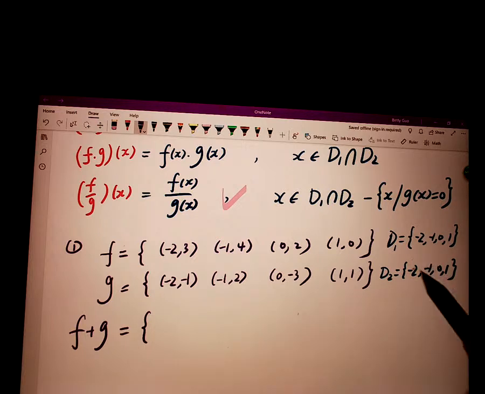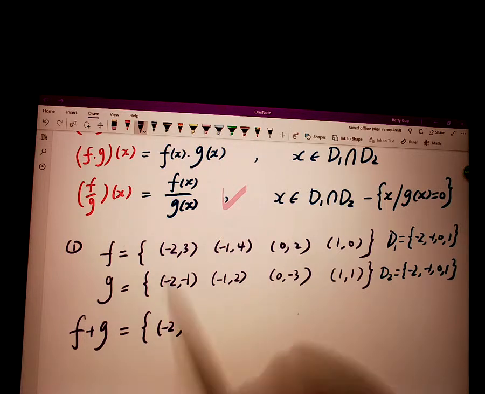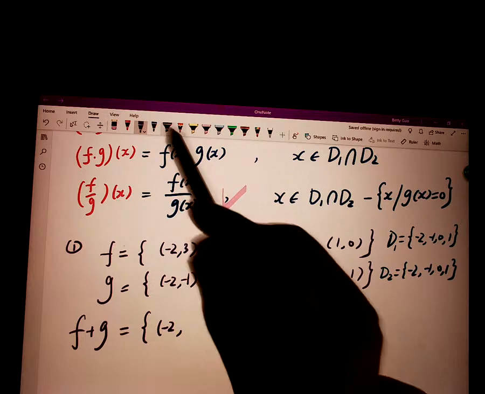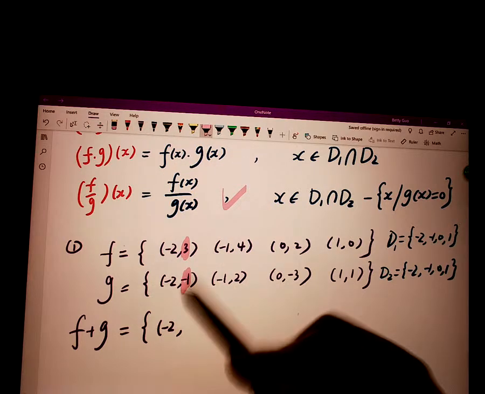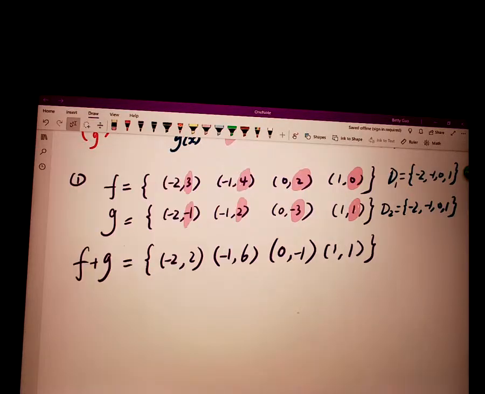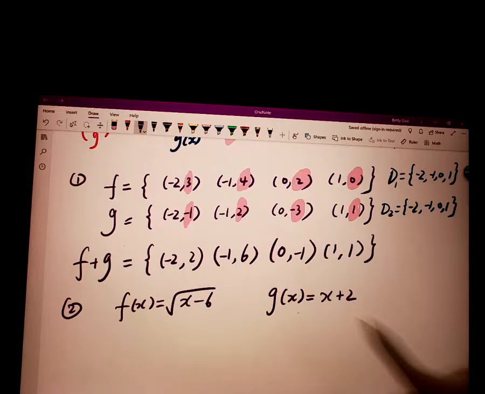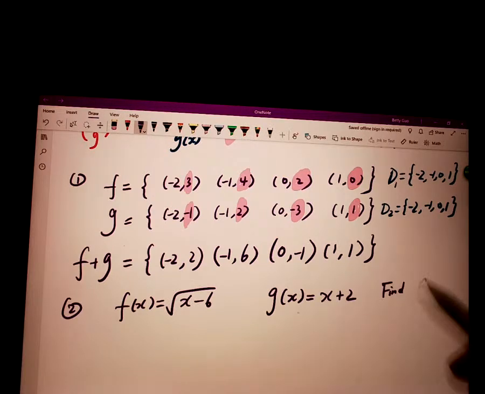For the first number in the domain, -2, the output for f is 3. The output for g is -1. I leave you to do that part on your own. Look at the notes, the linear function. We need to find f minus g.